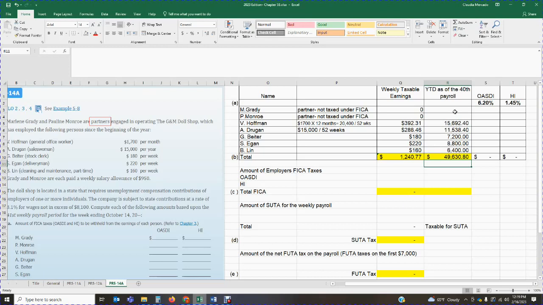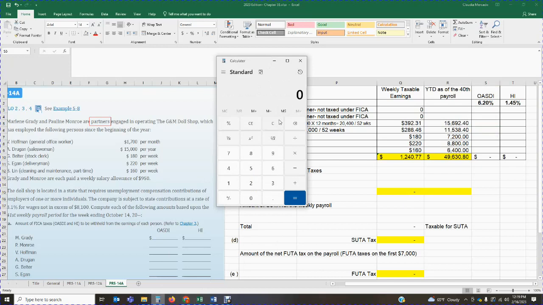Now that I know none of my employees are going over my cap of 147, I'm going to multiply my weekly payroll of $392.31 times my 6.2%, and I'm going to round. I'm going to do my calculations in my calculator, that way I don't confuse you with Excel and you can see what I'm doing.